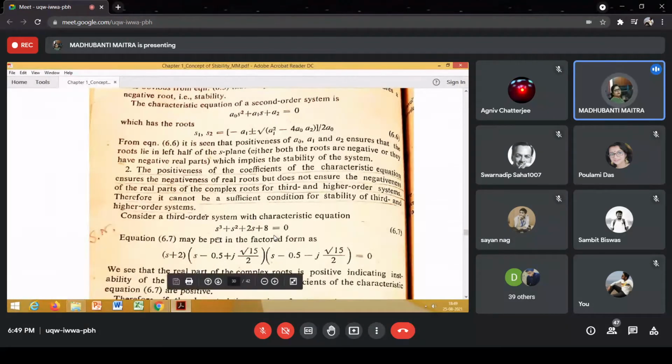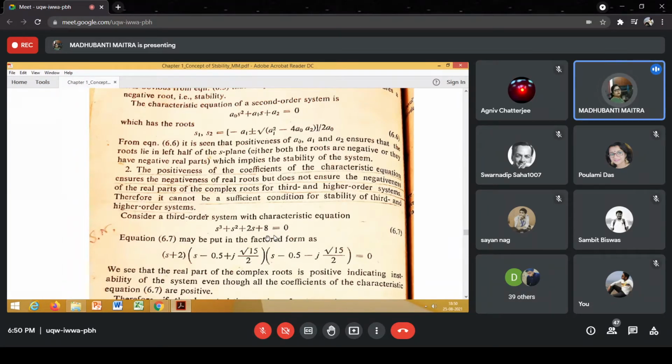Now let's again look at the characteristic equation. This is a third order system, and you see that a0, a1, a2, and a3. a0 is here 1, a1 is 1, a2 is 2, and a3 is 8, right? So all the coefficients are bearing the same sign, none of them are absent. Since a0 is greater than 0 and all the coefficients are greater than 0, they're positive. So the necessary conditions are being satisfied.